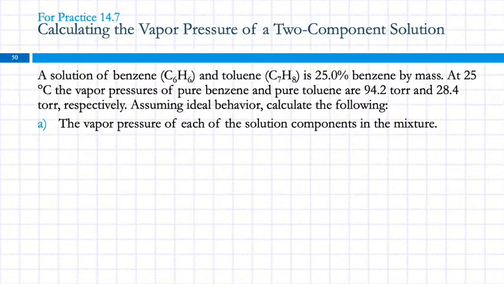Okay, this is a fun problem. A solution of benzene and toluene is 25% benzene by mass. At 25 degrees Celsius, the vapor pressure of pure benzene and pure toluene are 94.2 torr and 28.4 torr, respectively. Assuming ideal behavior, calculate the following. There's multiple parts. The vapor pressure of each of the solution components in the mixture. So we want the vapor pressure of toluene and the vapor pressure of benzene.